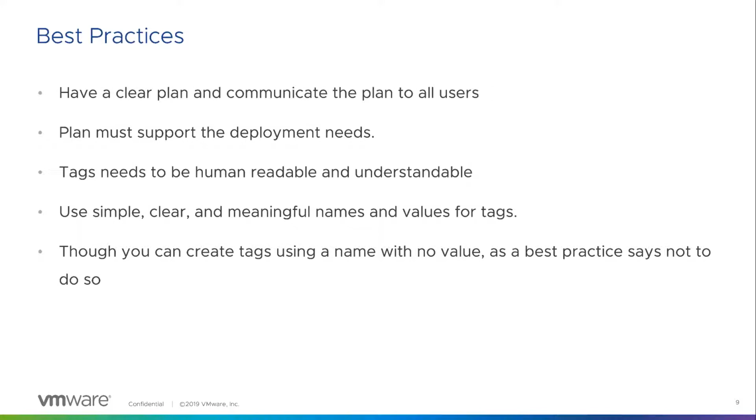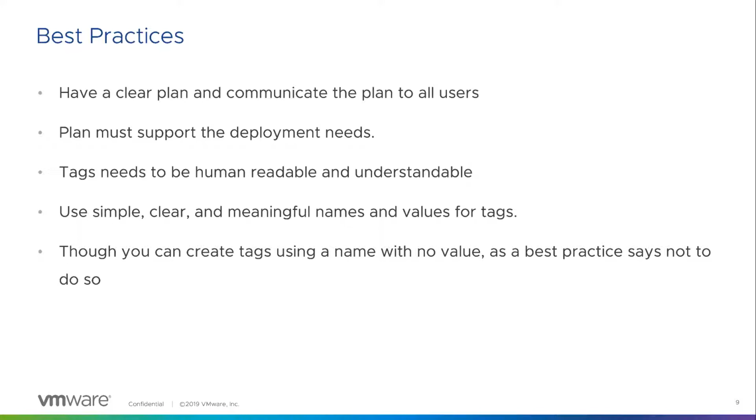The best practices for tags, because it's very important: you should have a clear plan and communicate that plan to all the users, right? So that while selecting or creating the blueprints, and then at deployment time, users should be able to understand, okay, this is where I want to deploy and these are the things that I need to select. So before you actually go ahead and do the tasks, you should have a clear tagging strategy in your mind and in place. It should be documented and then shared with all the users.